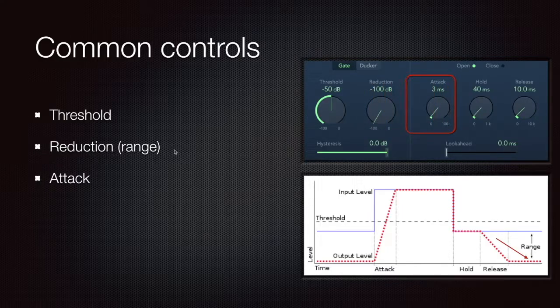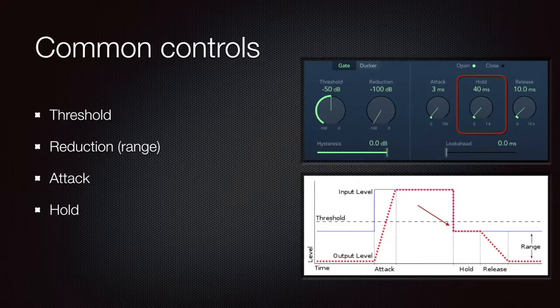The next one would be the attack control. This is how fast my gate will open once the signal reaches the threshold level. For example, here we can see that my signal is above my threshold, but my gate takes a little time to open, and that's the attack time. It helps me to control or shape my sound, as we will see.